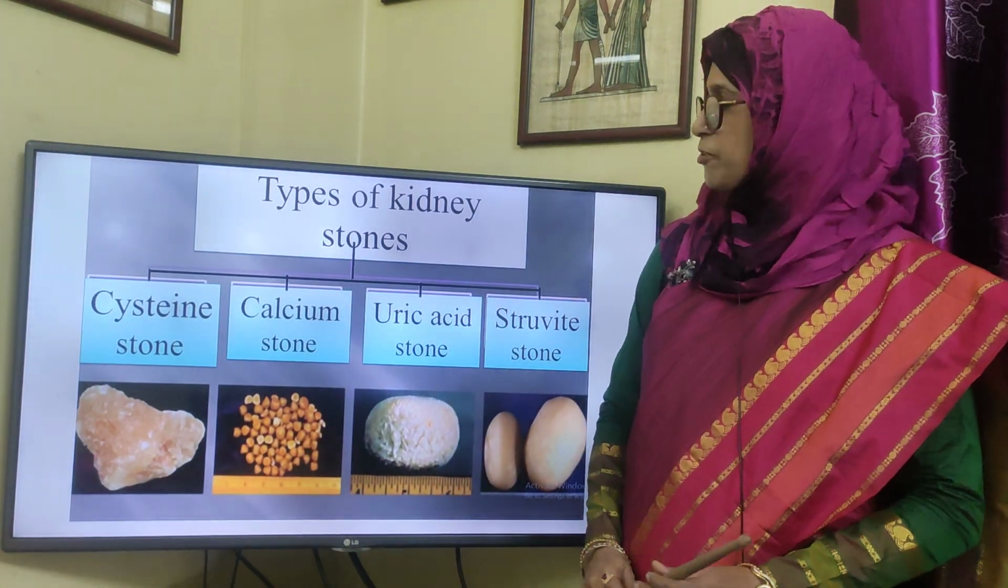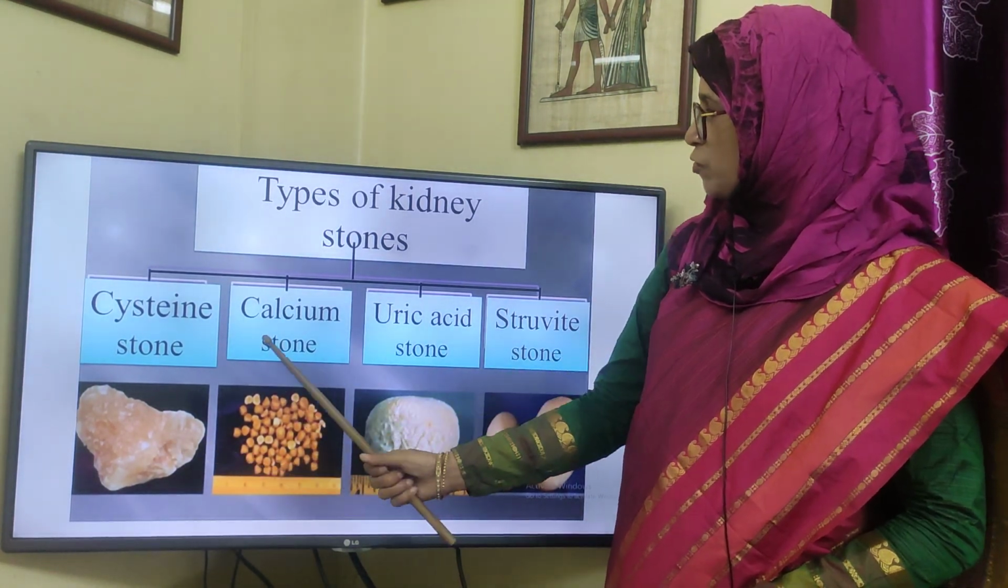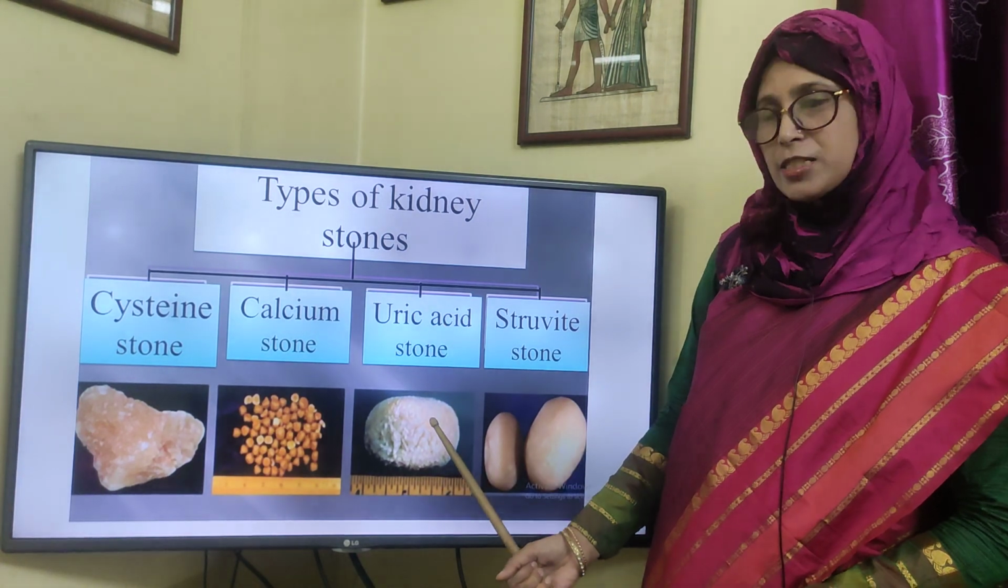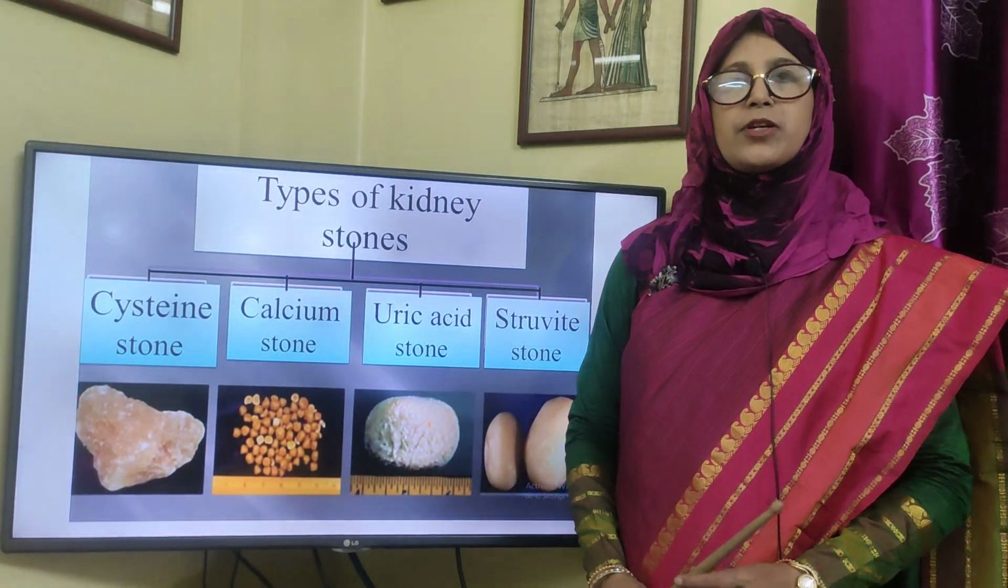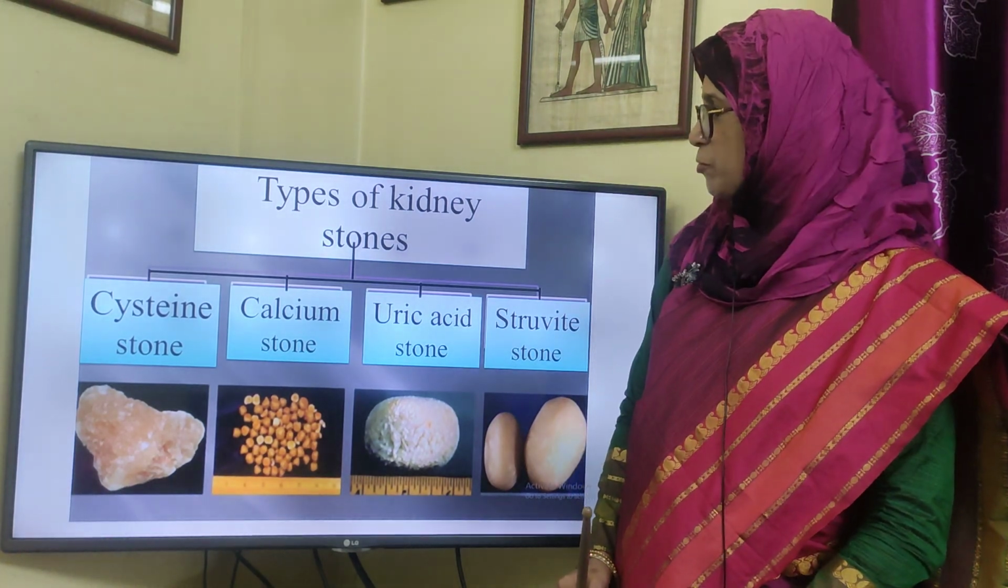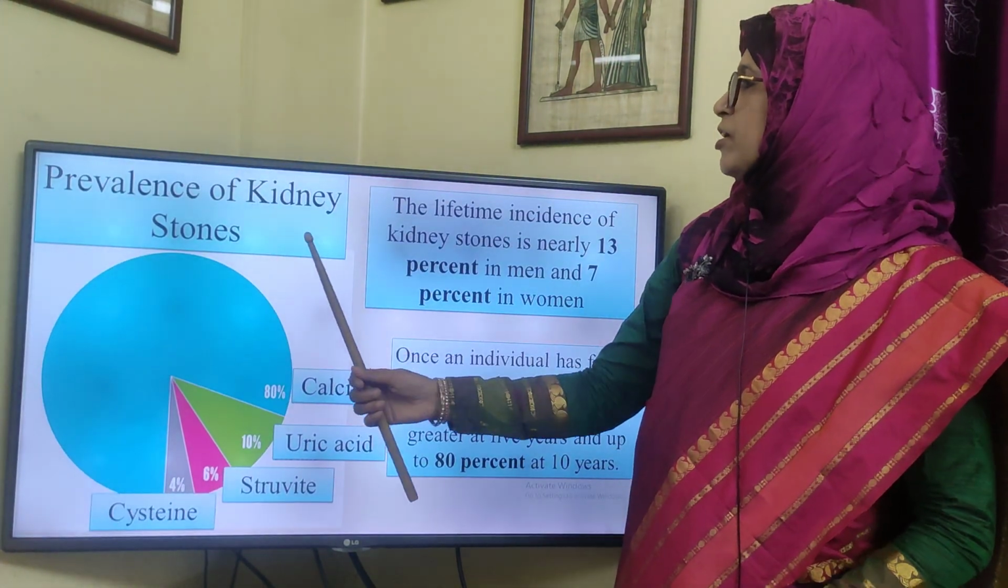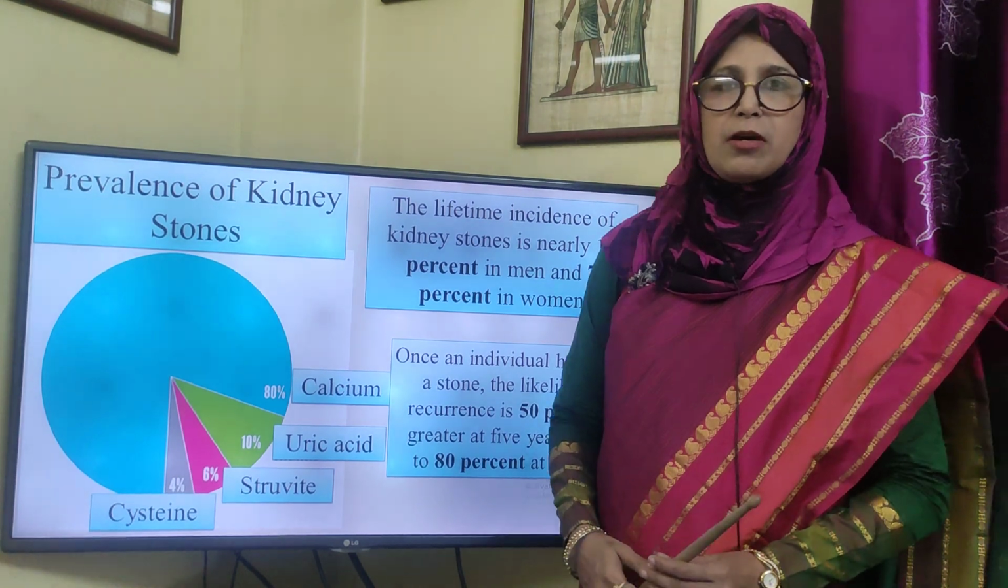These kidney stones are of different types. Here this is a crystalline stone, this is a calcium stone, this one is a uric acid stone, and this one is a struvite stone. Different types of stones are formed in different ways. Prevalence of kidney stones: what is the chance of kidney stones?